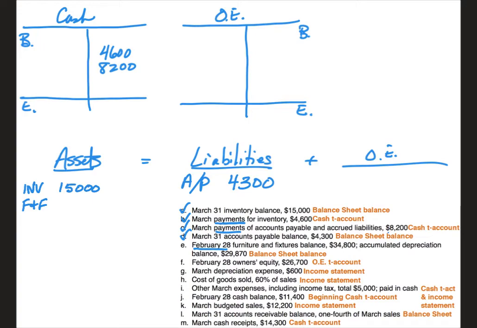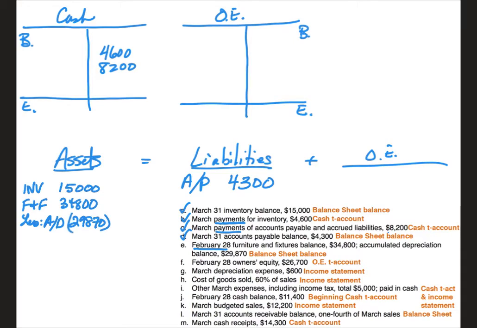And I'm just going to call this F and F for short. So furniture and fixtures. And for right now, the balance is $34,800. And again, accumulated depreciation, a contra asset account, goes wherever it goes. And right now, it's $29,870.